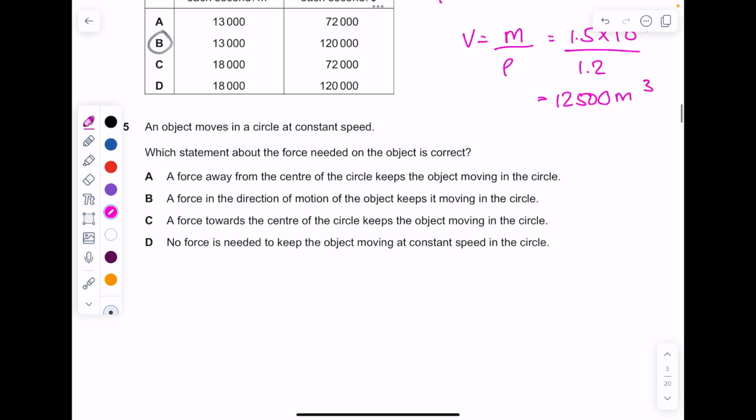An object moves in a circle at constant speed. Which statement about the force needed on the object is correct? So it's moving in a circle at constant speed, so we know that centripetal force will be acting towards the centre of the circle, and it's that centripetal force which keeps the object moving in the circle. So the answer here is C.